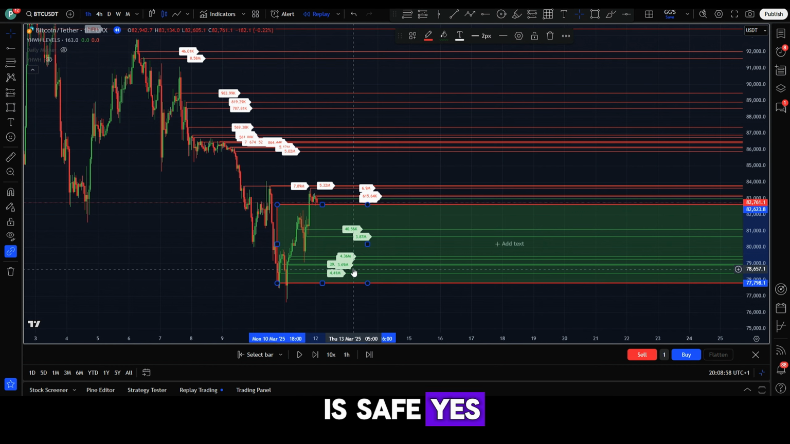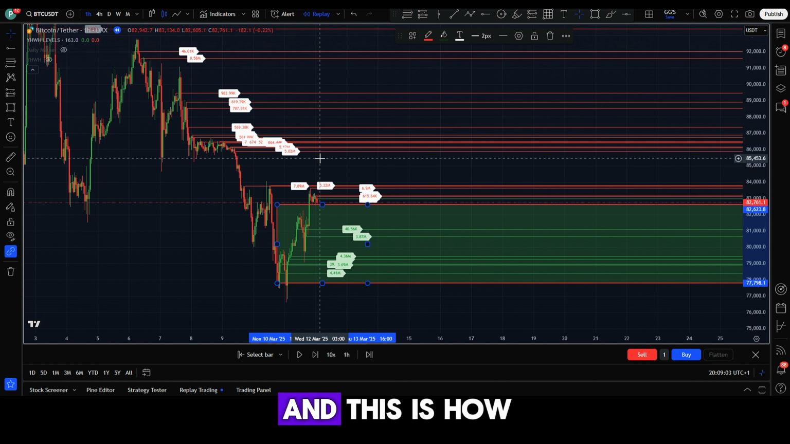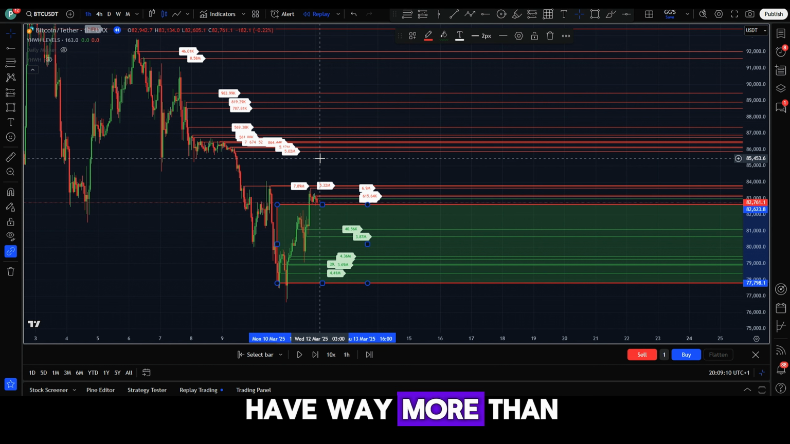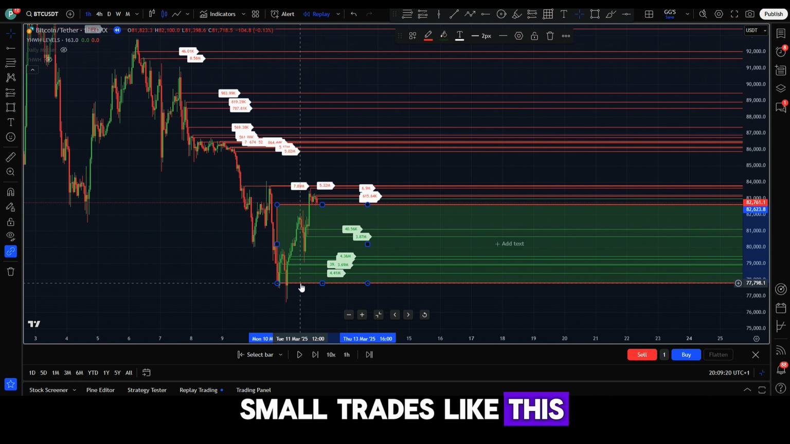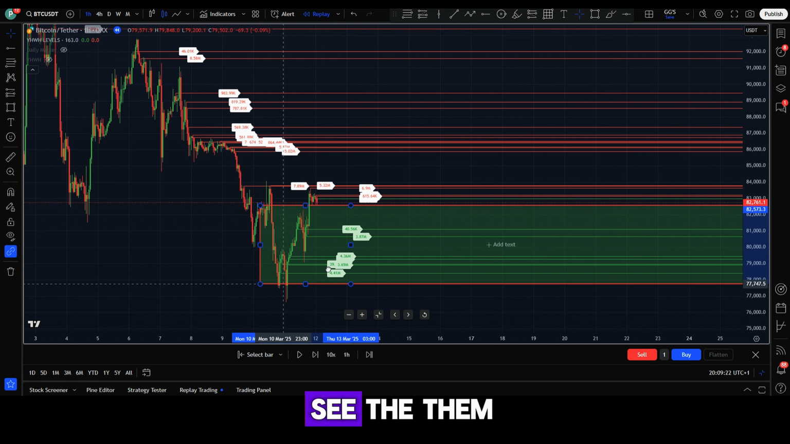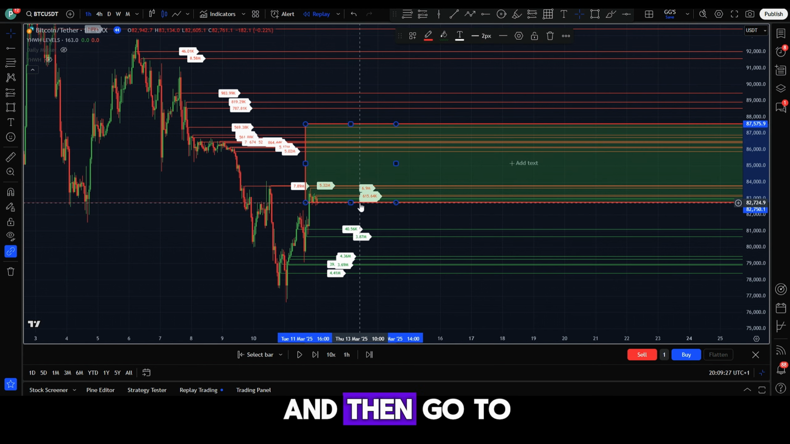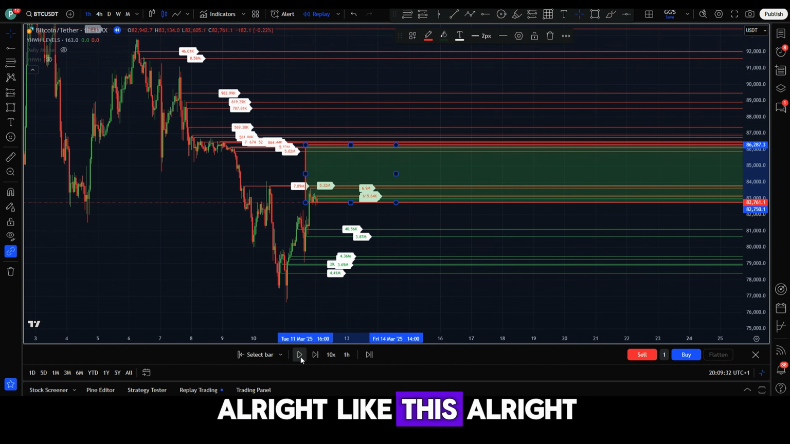This is safe. Yes, we know that there's a lot of liquidity up, we're going to go up, but this is safe. And this is how a lot of people make a lot of money. That's why I have two accounts. To be honest, I have way more than two accounts. But in some of them, I only take small trades like this. And then, when I see that the imbalance is still big, I will try to enter another one and go to the nearest accumulated liquidity.